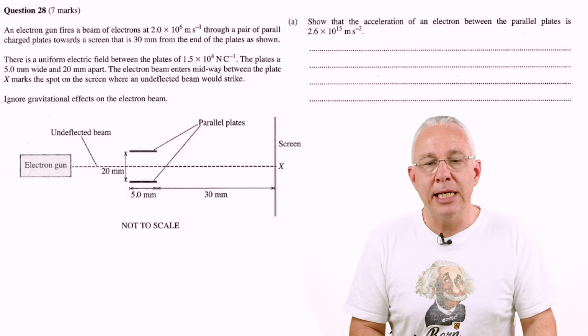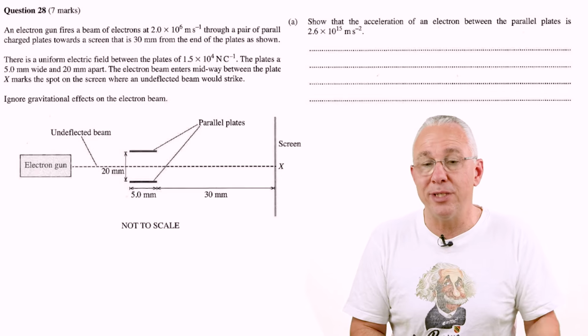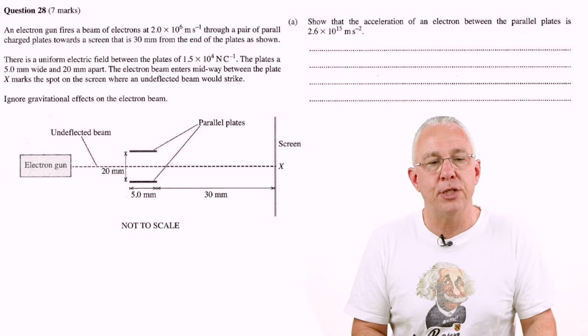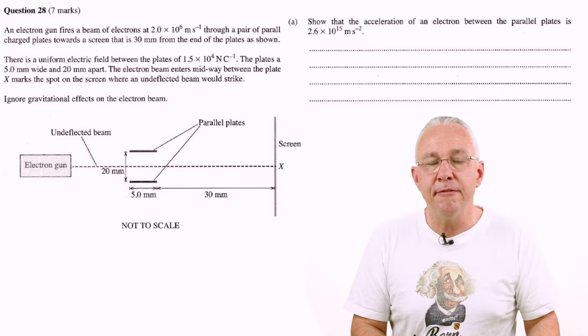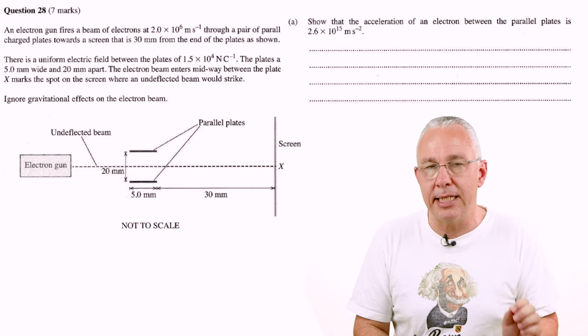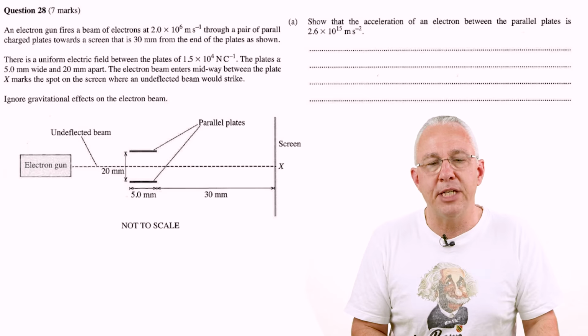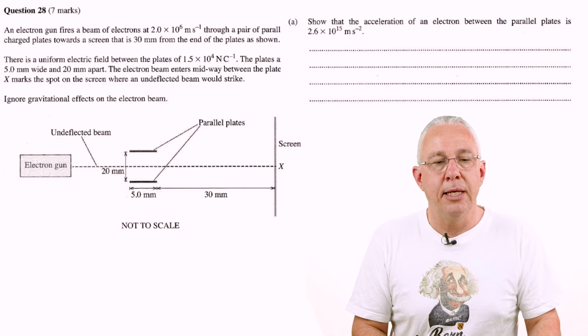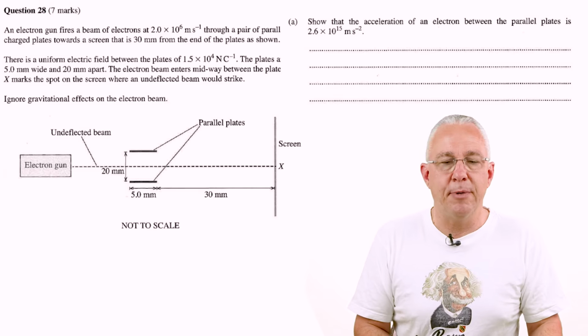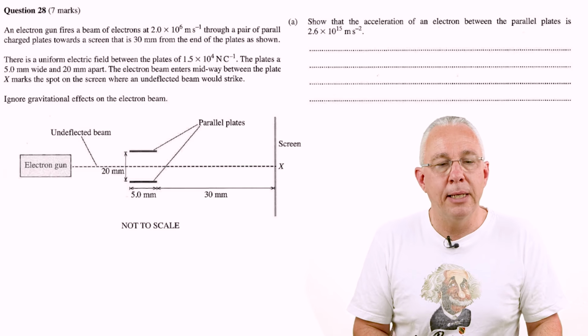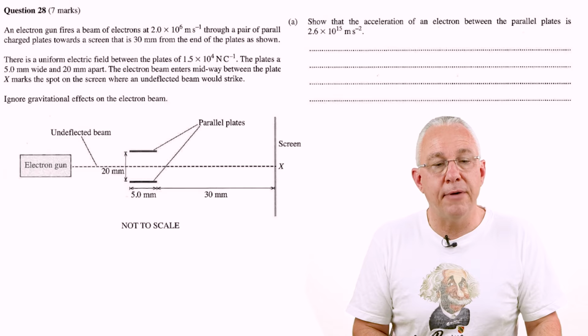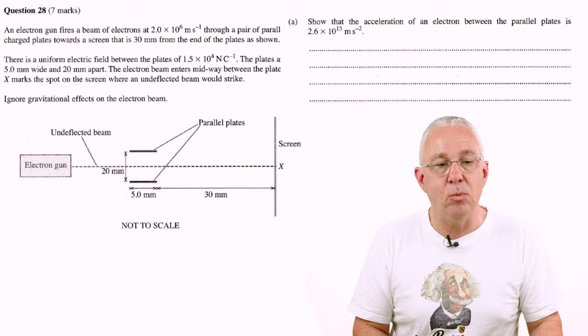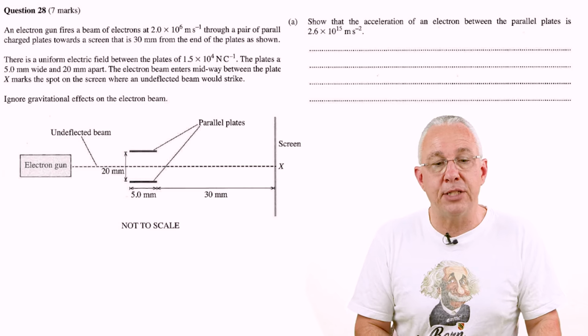Our next question is again a long response question that is being divided up into multiple sections. It says an electron gun fires a beam of electrons at a particular speed of 2.0 by 10 to the power of 6 meters per second through a pair of charged plates towards a screen that is 30 millimeters from the end of the plates. And there's a uniform electric field of 1.5 by 10 to the power of 4 newtons per coulomb. We're given also the width and how far apart they are. And we know that the electron enters the beam midway. It says ignore gravitational effects on this electron beam.